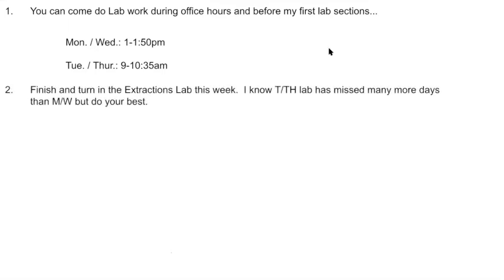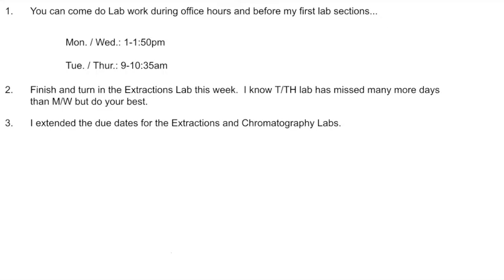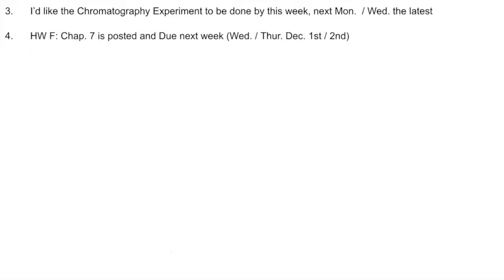and finish and turn in extraction lab this week. I know Tuesday and Thursday is tough. Well, I'm gonna get a head count and see where everybody is on that. And I extended the extractions and chromatography labs due dates. Try to get that chromatography experiment done this week if you can, but next Tuesday you can work on it too.